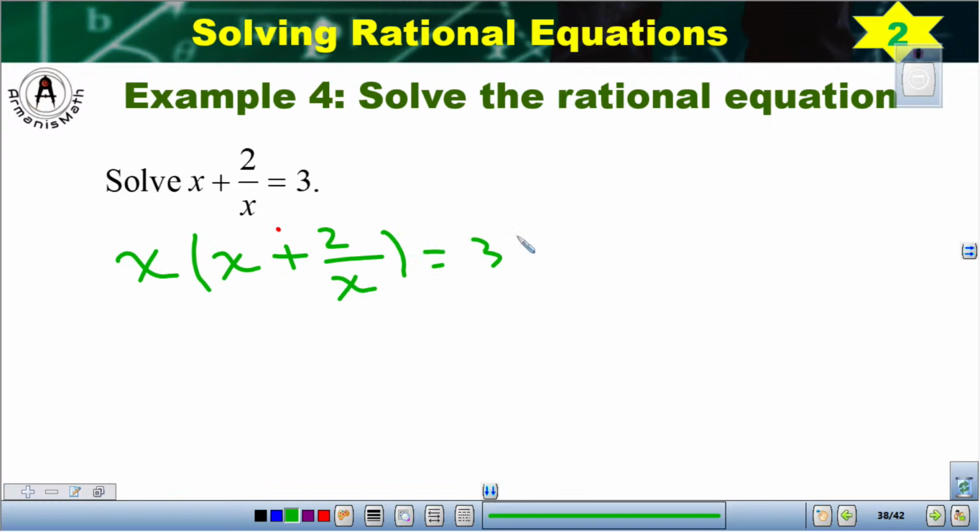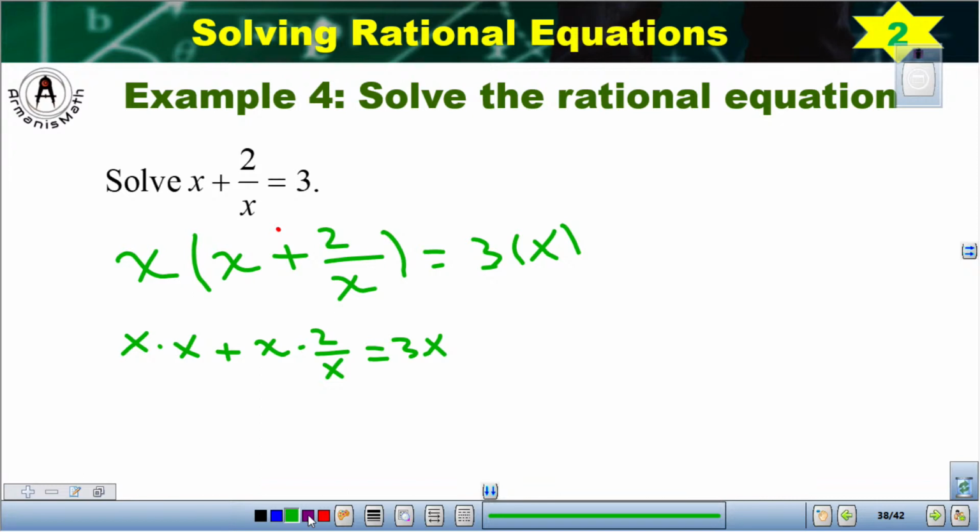Yep, that's what you do. So let's take this one step at a time. x times x is x times x plus, again, x times 2 over x. I'm doing this so I can get rid of the fraction. I will end up with just a linear, simple equation with no fractions. And in this case, x times x is x squared.